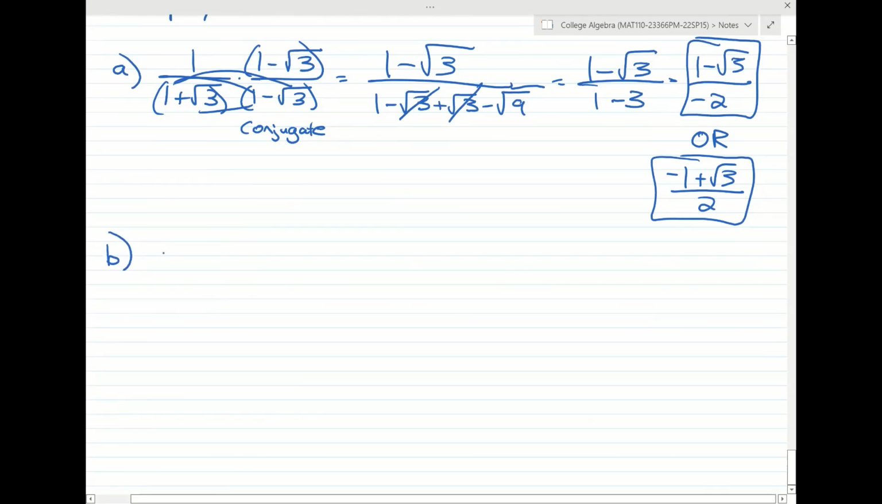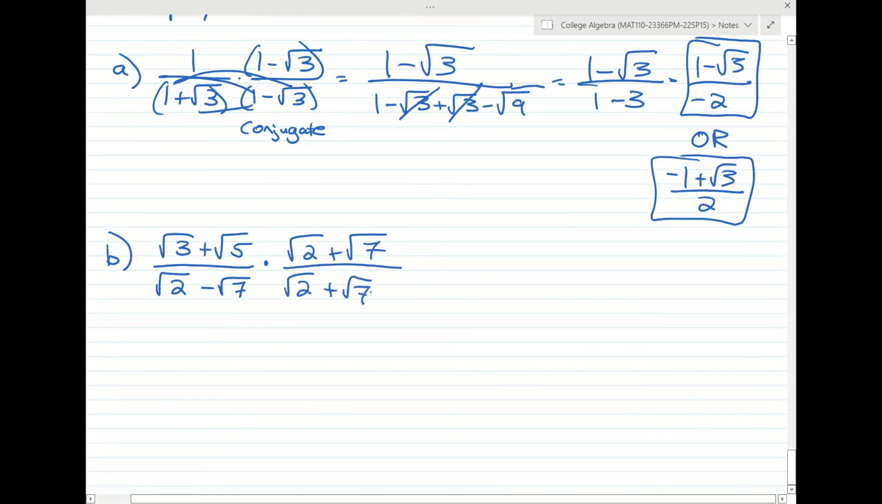Similarly, if there's radicals, like if we have the square root of 3 plus square root of 5 over the square root of 2 minus the square root of 7. It doesn't matter if there's one square root on the bottom, it doesn't matter if there's two. Using the conjugate has the same effect. So if we multiply by the square root of 2 plus square root of 7, divided by the square root of 2 plus square root of 7, it doesn't matter what's on top. On top, we're just going to get the square root of 6 plus the square root of 21 plus the square root of 10 plus the square root of 35.